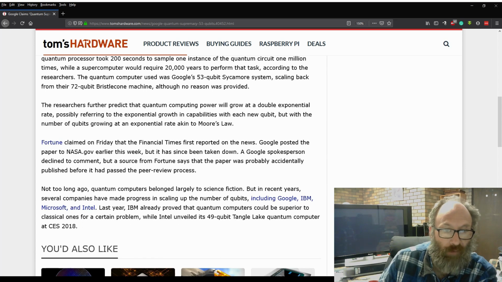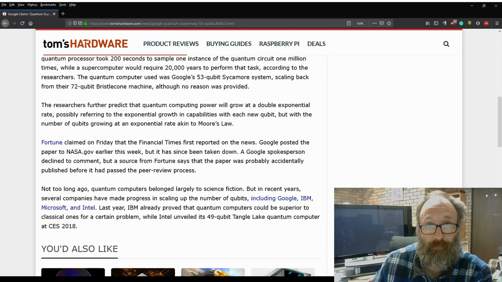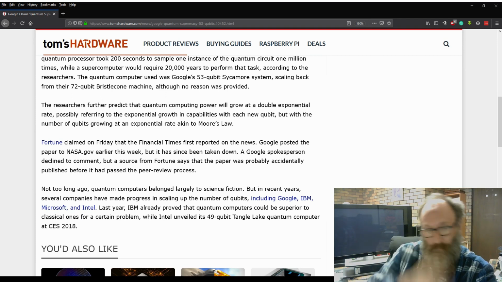Fortune claimed on Friday that the Financial Times first reported on the news. Google posted the paper on NASA.gov earlier this last week, but it has since been taken down. A Google spokesperson declined to comment, but a source from Fortune says the paper was probably accidentally published before it had passed the peer review process.